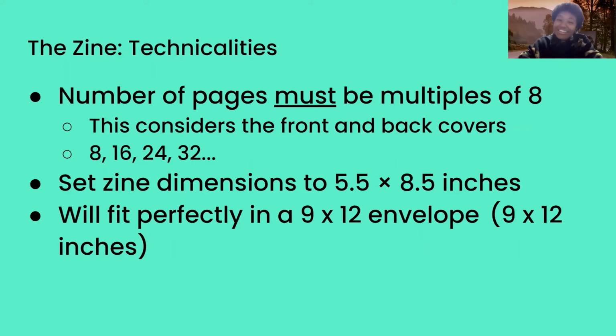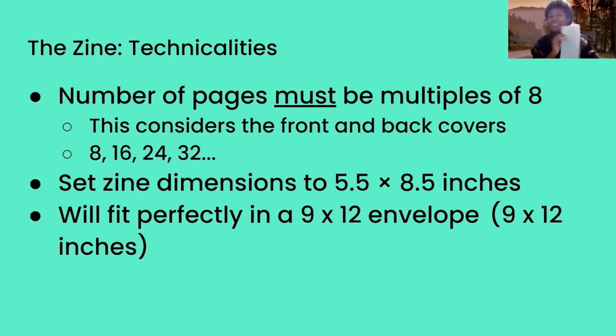Okay, so technicalities, like I said, pages must be 8 or multiples of 8 so that the back and front covers are considered when we're flipping through our pages. The zine dimensions that we're going to be working with tonight are 5.5 by 8.5 inches. I use that one specifically because it's like one standard printing page. One of these pages is going to look like what it would if you folded it. So when you're printing it out later, it's going to be like this big.